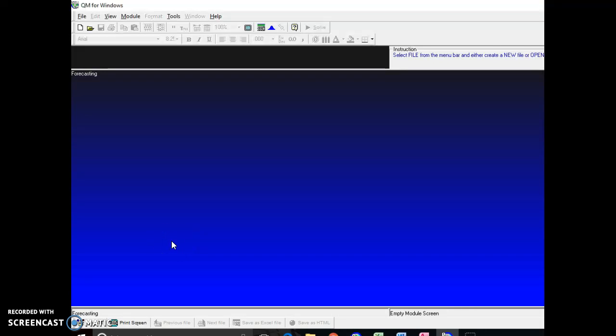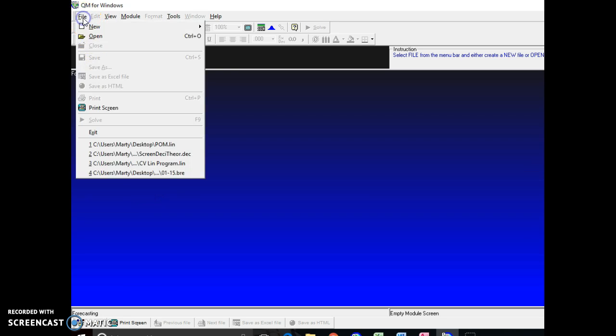This is a quick overview of QM for Windows looking at forecasting. What I want to do is run through very quickly moving average, weighted moving average, maybe a quick exponential smoothing model, and then possibly trend projections, a regression model.